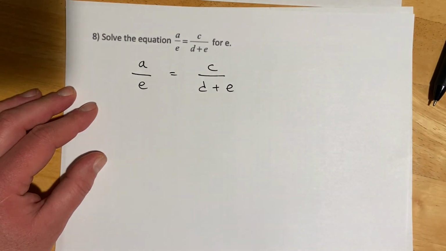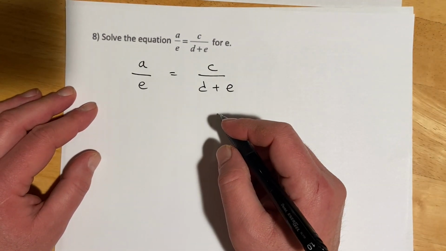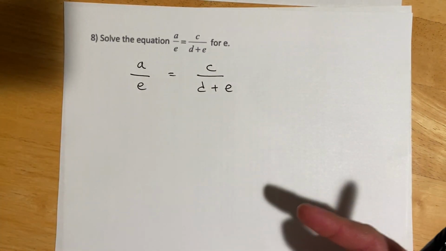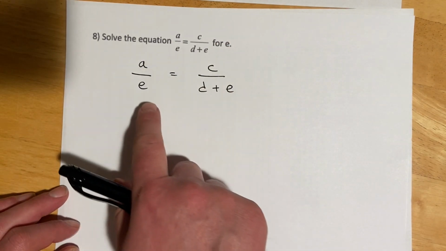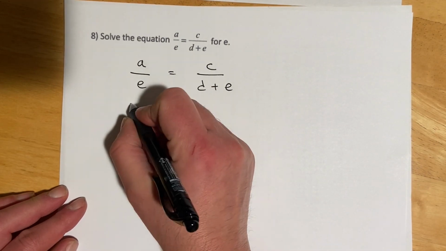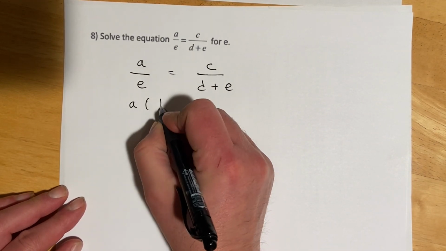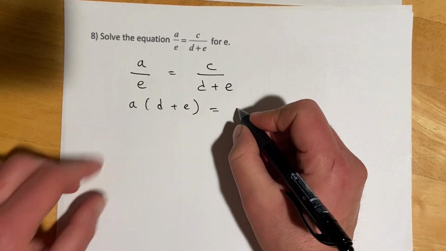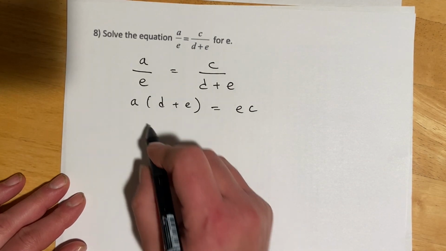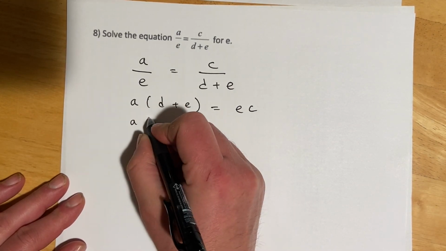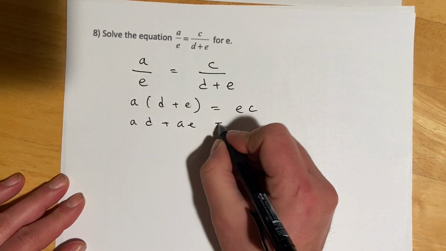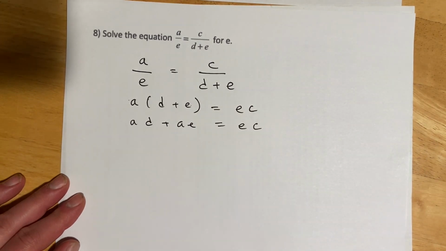Okay, for this last one, we have a fraction equals a fraction. We'll go ahead and do the cross multiply thing again. And we are solving for E, and again, notice there are 2 of those in the problem, so we're going to have to do the factor trick. So this is going to be A times D plus E equals E times C. And let's distribute that A through so we can clear the parentheses. So that'll be AD plus AE equals EC on that side.